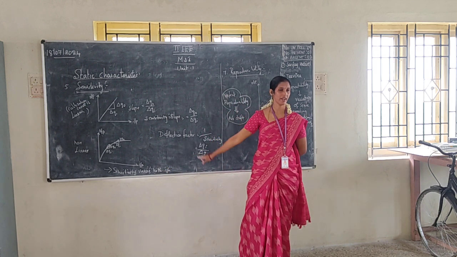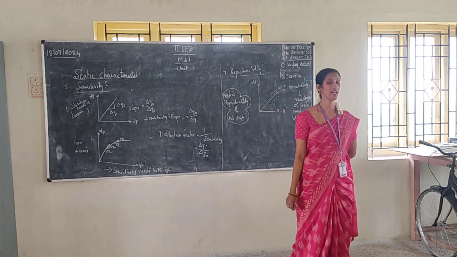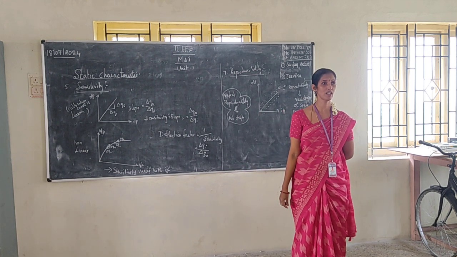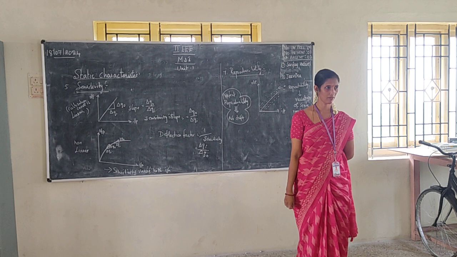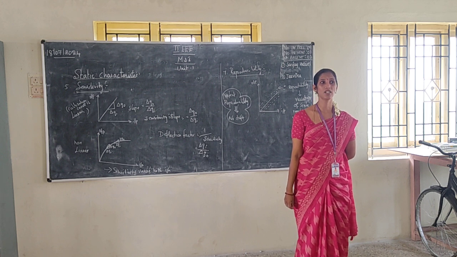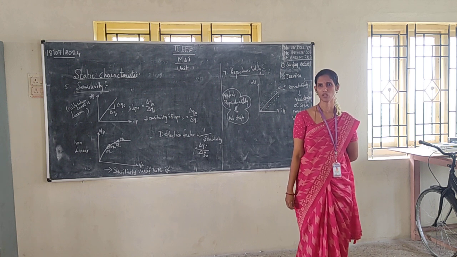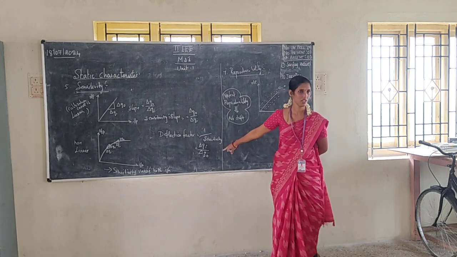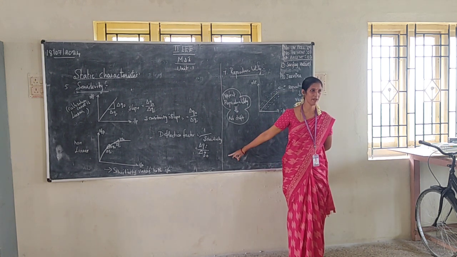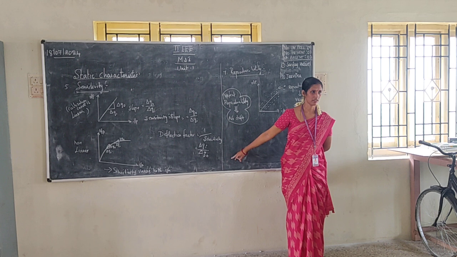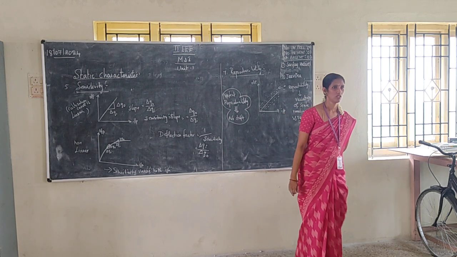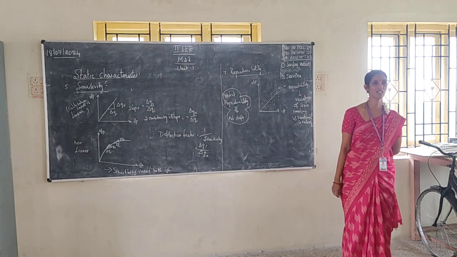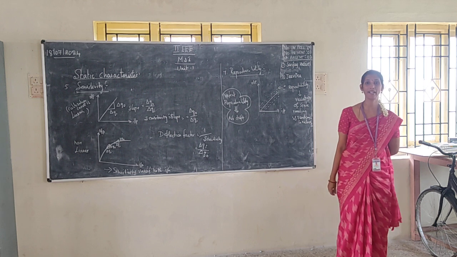Deflection factor is another definition. If they ask about deflection factor, it is defined as the inverse of sensitivity, which is the ratio del Qi divided by del Q0. Next, reproducibility. Reproducibility is nothing but another form of repeatability.